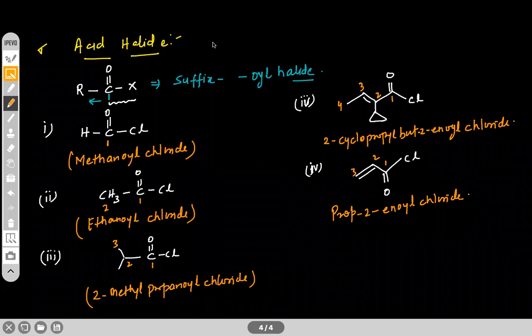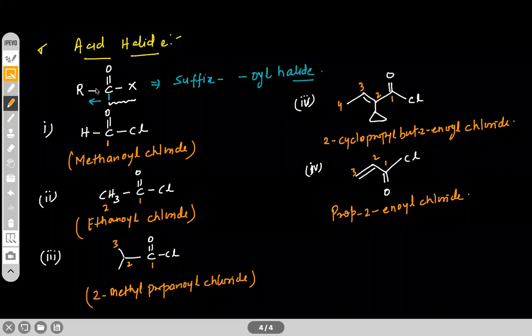Okay. You can write 1-oyl, but that is obvious here because we have to start the numbering from this carbon atom only. The rule is that we have to start numbering from this carbon atom. So if you write 1-oyl, it is not wrong, but if you do not write it also, it's fine. Better if you do not write, because it is understood.